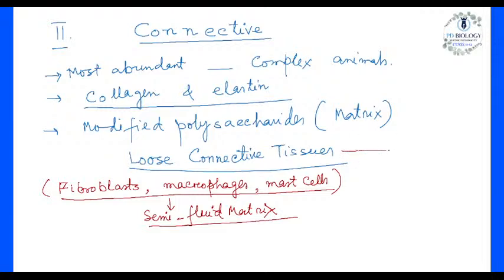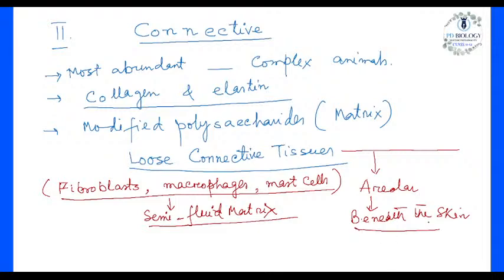Loose connective tissue is bifurcated into two different types. One is areolar. Areolar tissue is present beneath the skin. It serves as a support framework for epithelium.